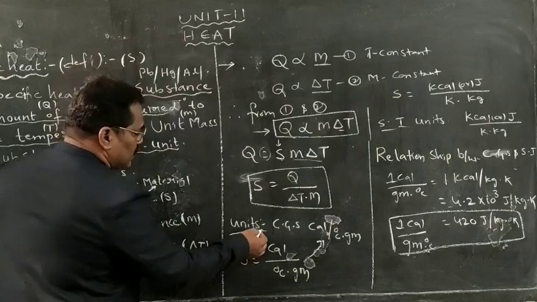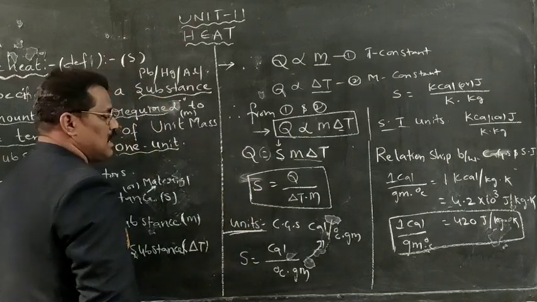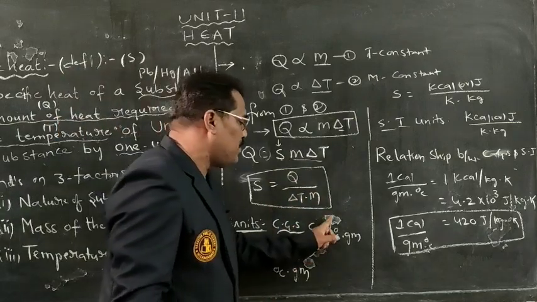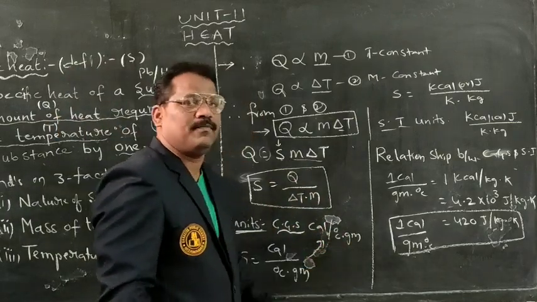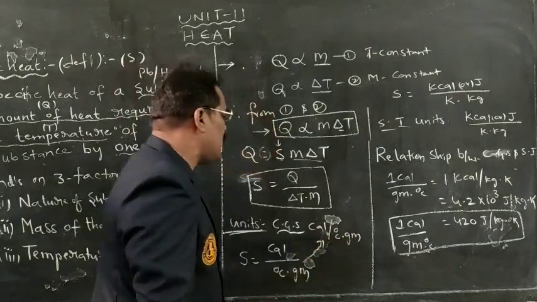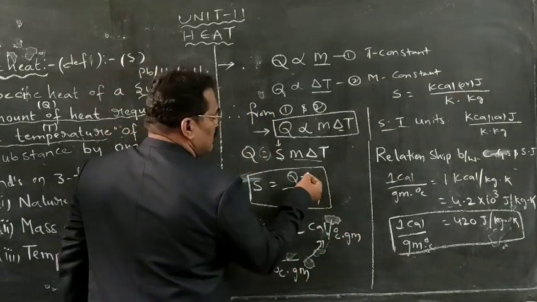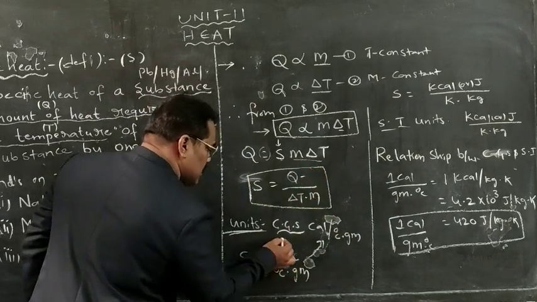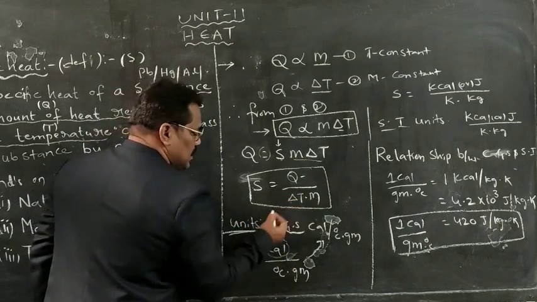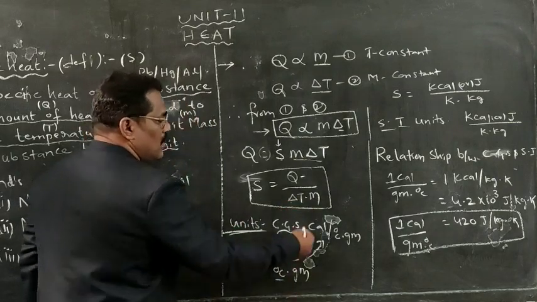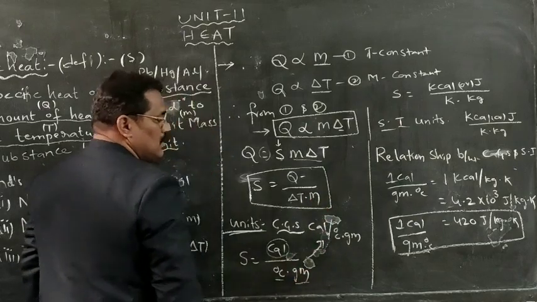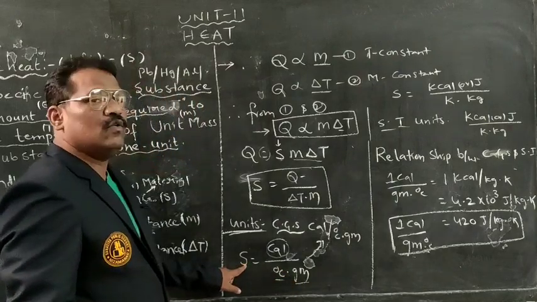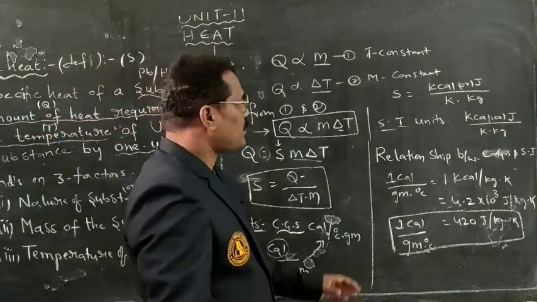And if you go for units, the specific heat of a substance in the CGS system can be measured as what? Calorie per Celsius into gram. How did we get calorie per Celsius into gram? We know that Q, the quantity of heat, is measured in the CGS system in calories. That's the reason I placed calorie here. Temperature is measured on the Celsius scale, so I placed it up. Mass is measured in CGS in grams. Therefore, calorie per degree Celsius into gram will give us the unit for specific heat.